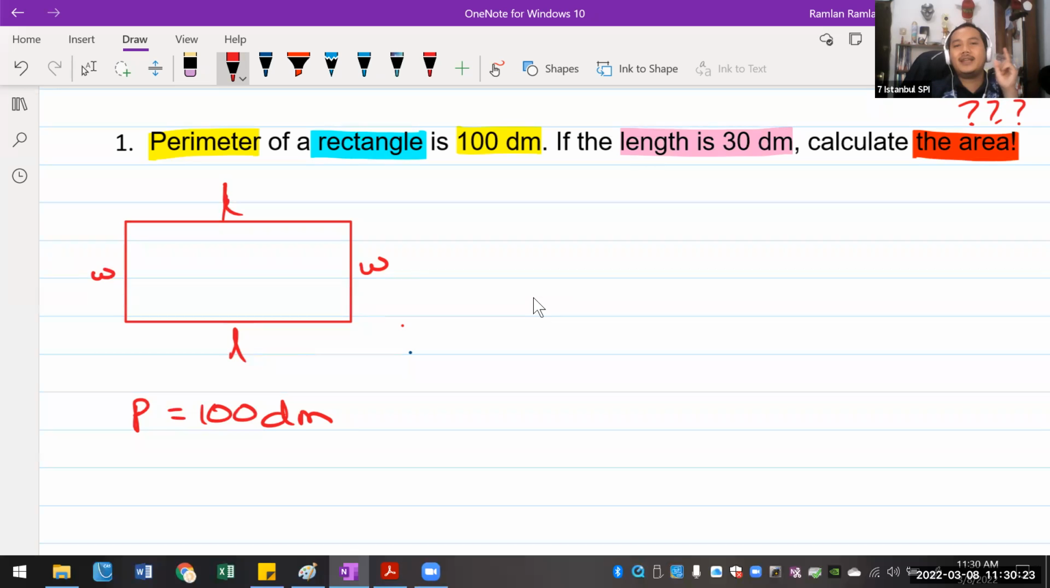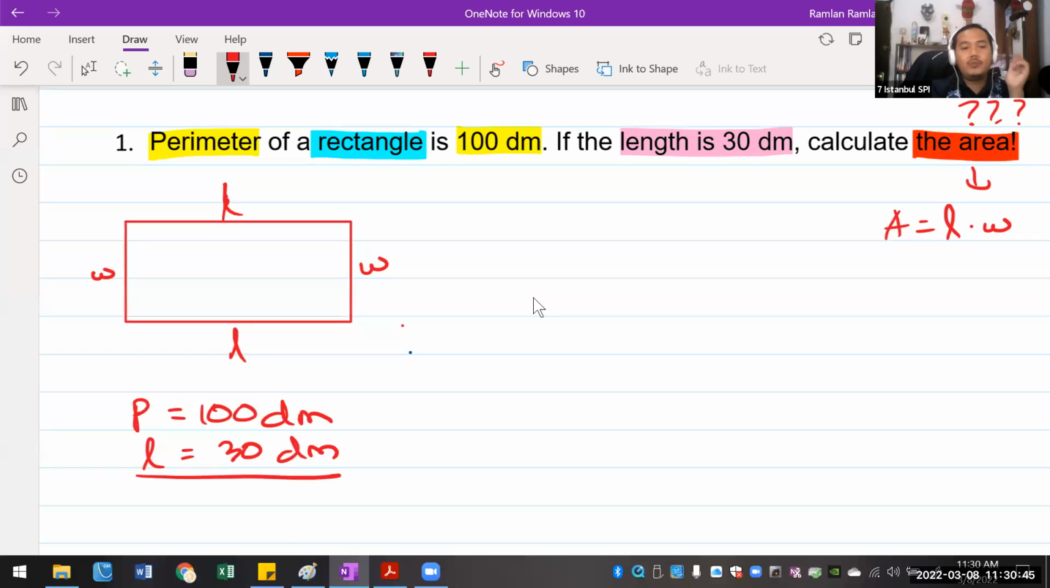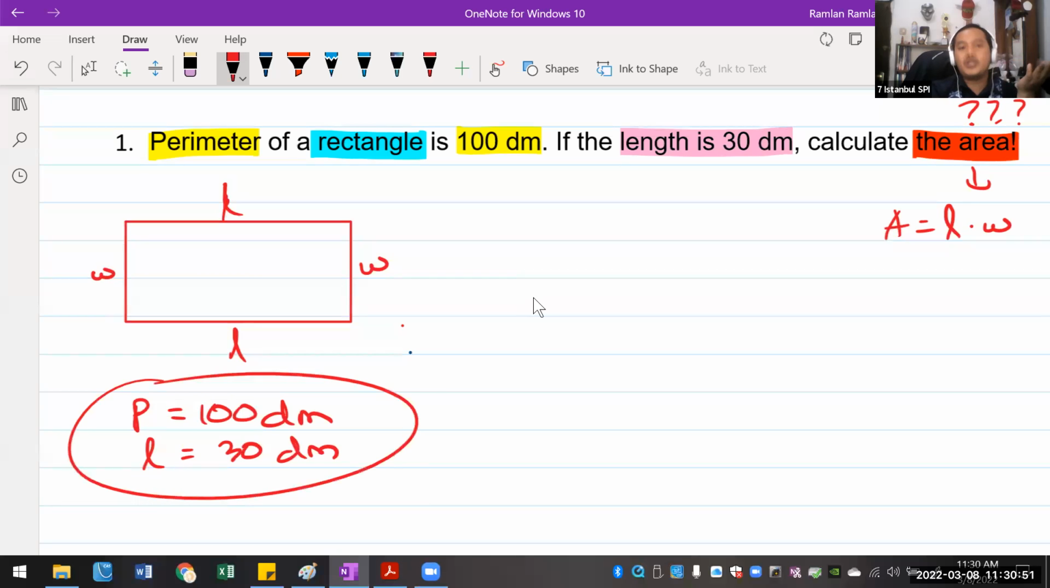And we also know that the length is 30. Okay, write that down. L equals 30, right? Okay, so those are the things that are given from the question. And then we know that we want to find the area. To find the area, the formula for the area needs the length and also the width. We know the length from the question, but we don't know the width first. So let's find the width. From where? From these two pieces of information.